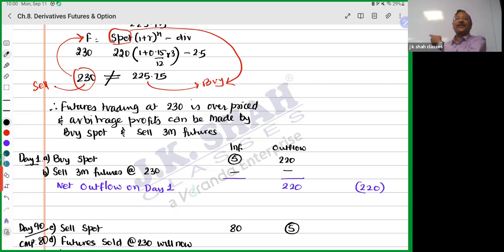अच्छा, is this risk free? Is this arbitrage risk free? Yes, absolutely risk free. ये पूरा हराम का कमाई है. No risk, nothing, just कमाई.